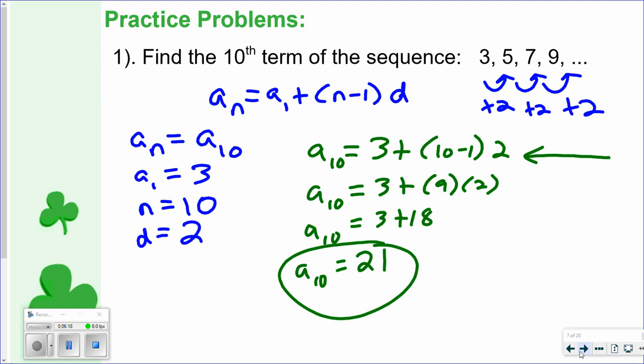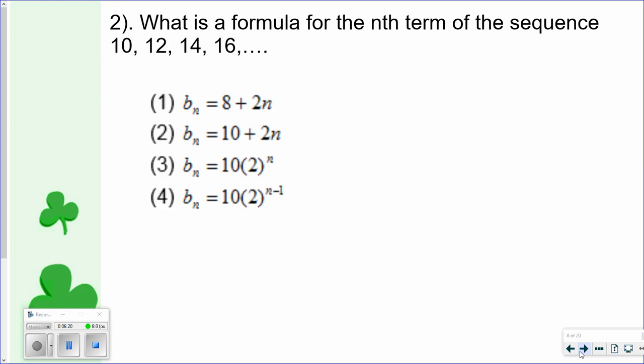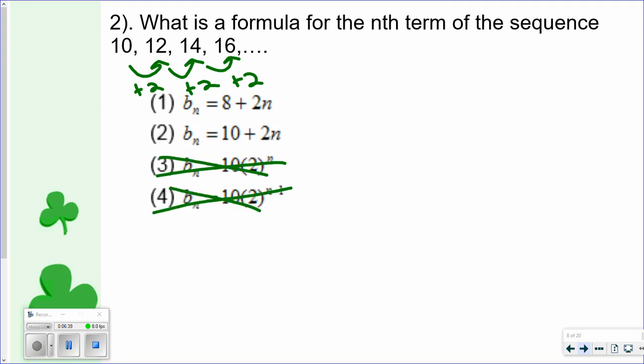Practice question number 2. What is the formula for the nth term of the sequence? So again, I'm going to look from 10 to 12. I add 2, add 2, add 2. So it must be arithmetic, so it's linear. So if I look, I can cross out 3 and 4. Those are not linear. Those are not being added. My first term is 10.